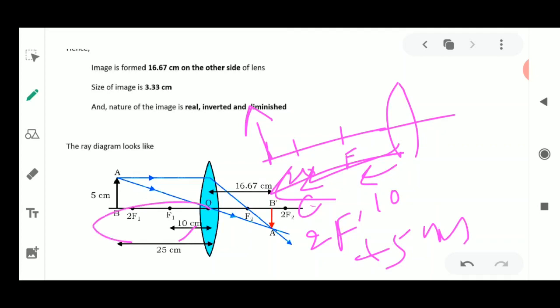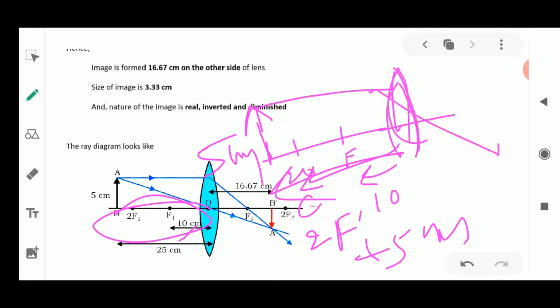Remember this, how we are writing. Then the height of the object is 5 centimeters. Now again we are going to use the same formula, same rules. The line coming parallel to the principal axis is going to pass through the focus of the convex lens. Similarly, the ray of light passing through the optical center is always going to go straight through, as it is not going to be converged or diverged at all.